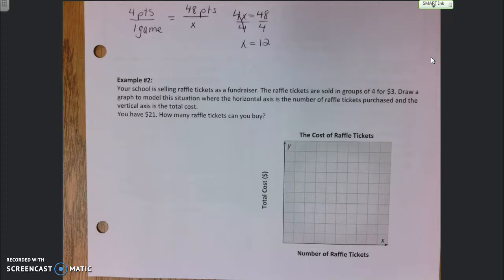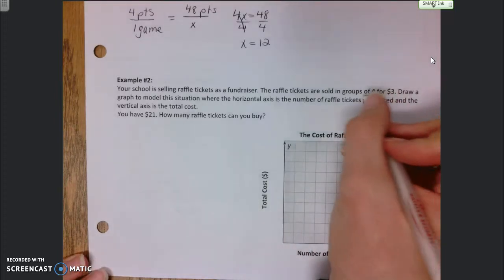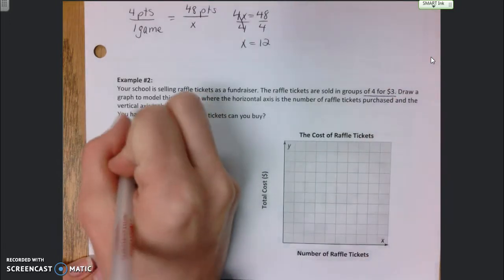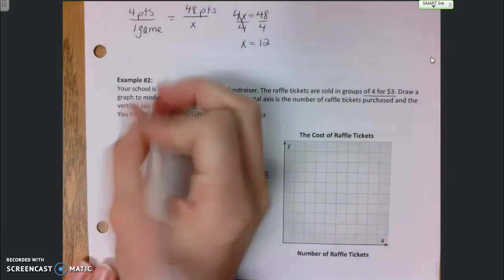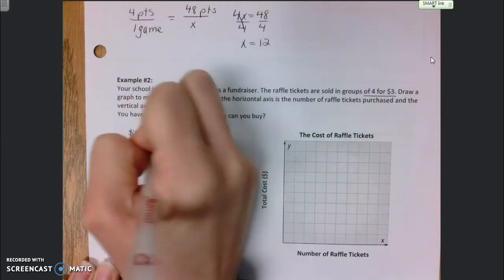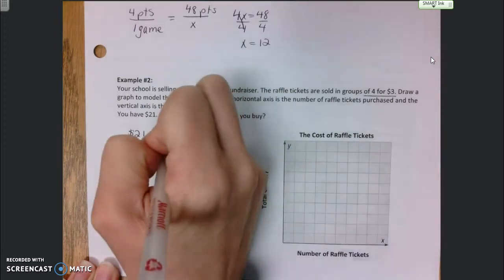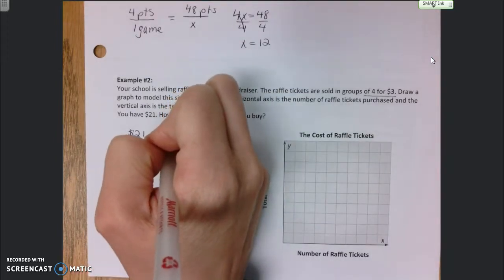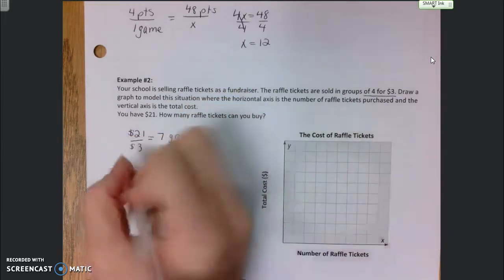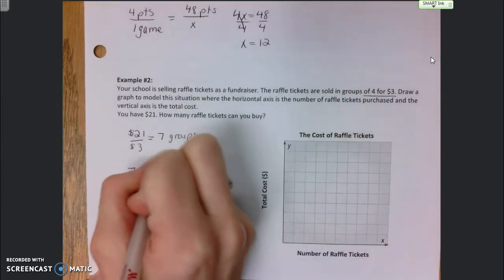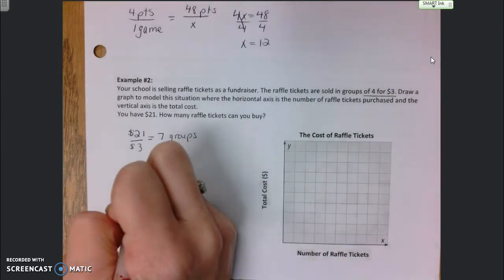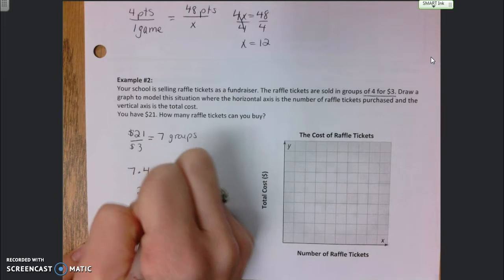Since we know that the raffle tickets are sold in groups of 4 for $3, if I have $21 and I divide that by the $3, that is telling me that I can get 7 groups. And since there's 7 groups and there's 4 tickets in a group, 7 times 4 would give me 28, which means that I can purchase 28 raffle tickets.